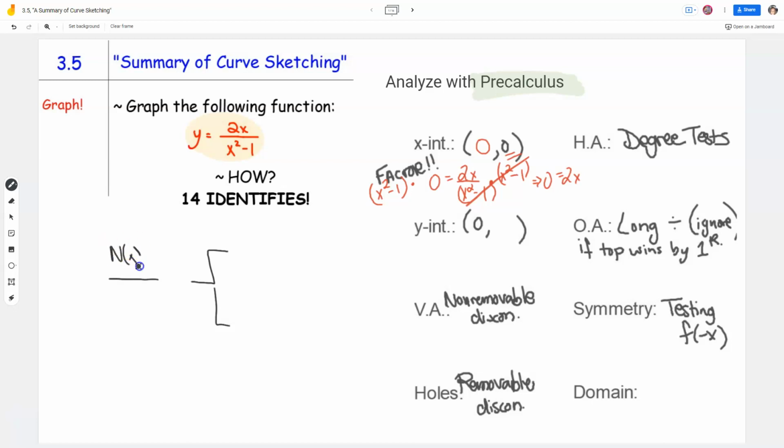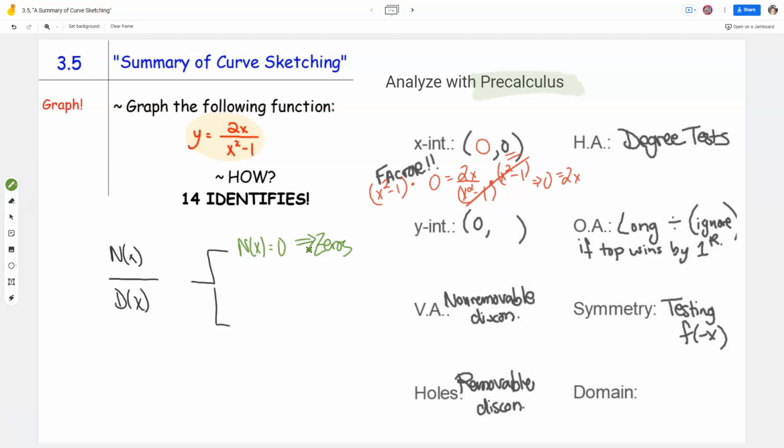I'm going to put n for numerator, d for denominator. This isn't necessarily a derivative or a second derivative. Just in general, this is pre-cal, right? What happens when you set the numerator equal to 0? You get the zeros. Whatever you have, an f prime, an f double prime, the numerator equal to 0 is going to get me the zeros.